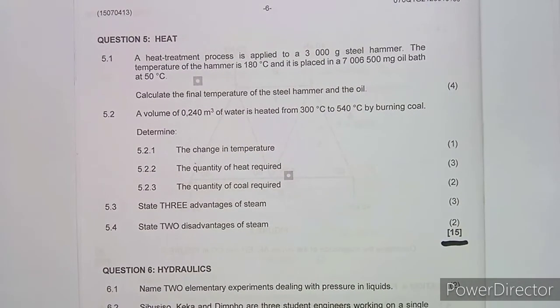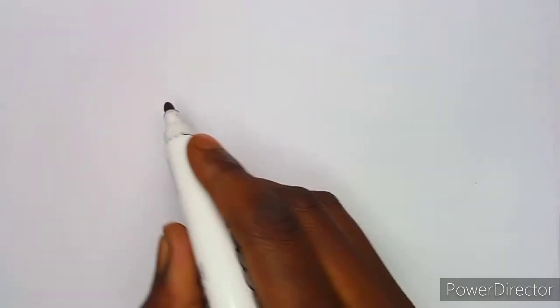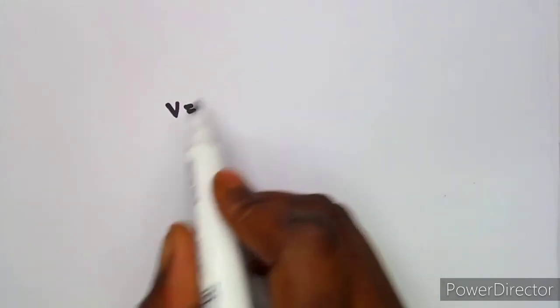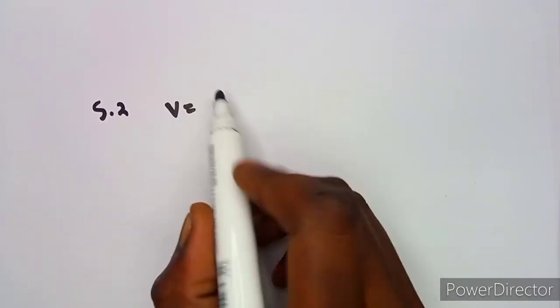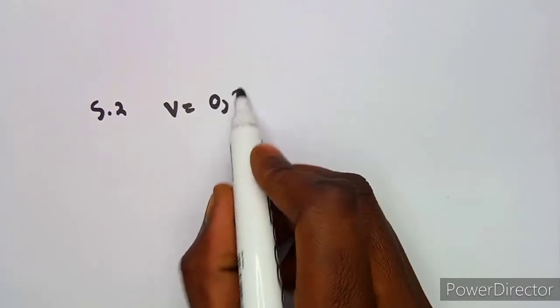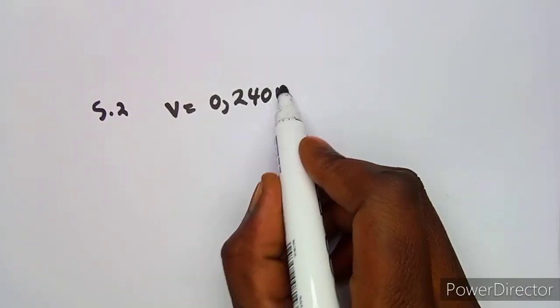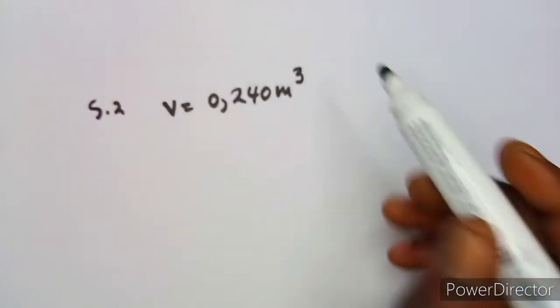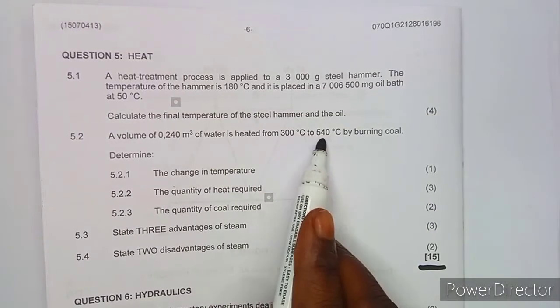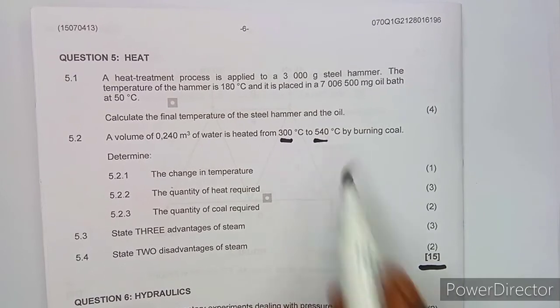It was on 5.2 now, where we are given a volume of 0.240 cubic meters of oil heated by burning coal. Okay, so we are burning coal there. So we've got a volume. Remember, guys, volume in cubic meters. What can you obtain from this volume? Let's just write it down. This is our volume. From this is temperature from this one to this one. So this is initial, final.